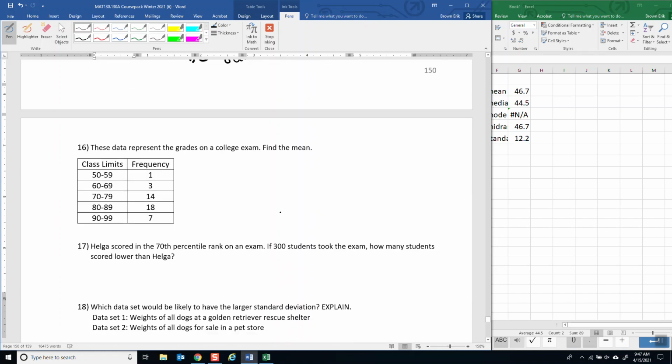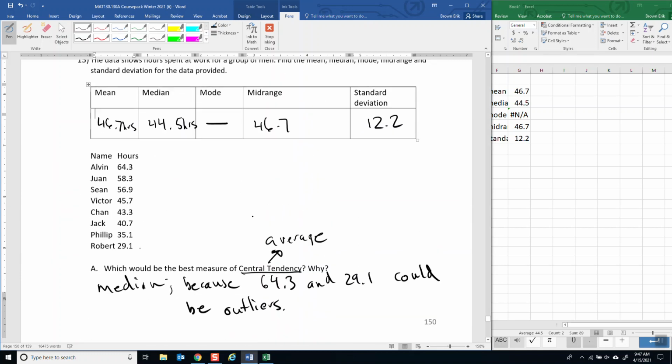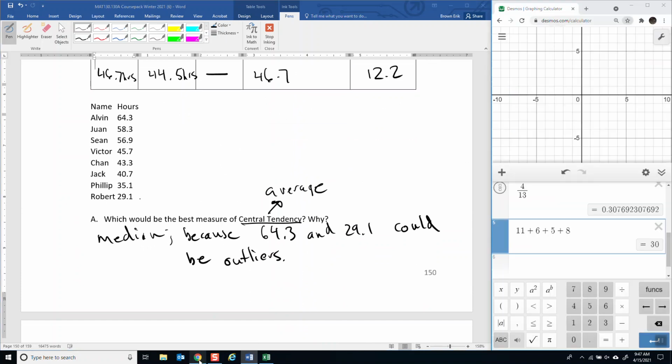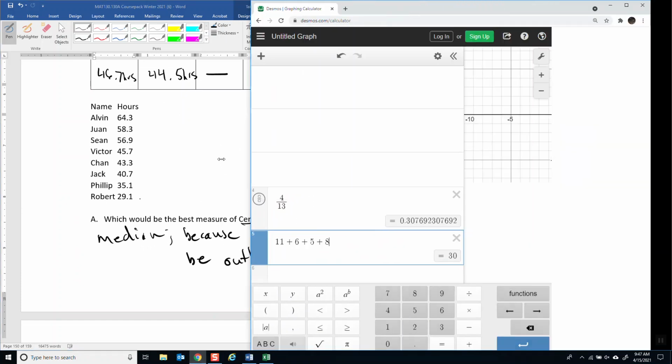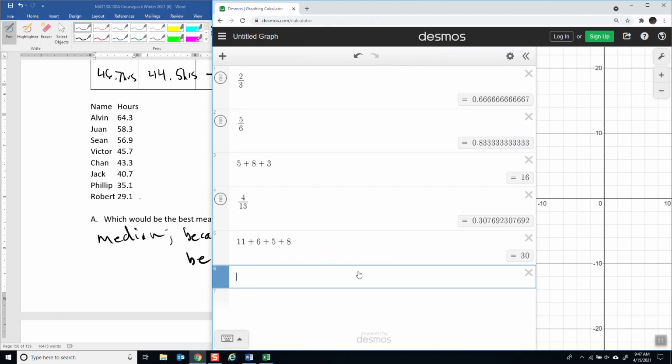Okay, here's the grades on a college exam. Find the mean. Ooh, this is a tough question. Oh, wait, I was supposed to show how to find these mean, medians, and modes in Desmos. Let's do that, because you may be asked to do that on the final exam. Knowing how to do it in Desmos is going to be useful, because you won't have access to Excel.